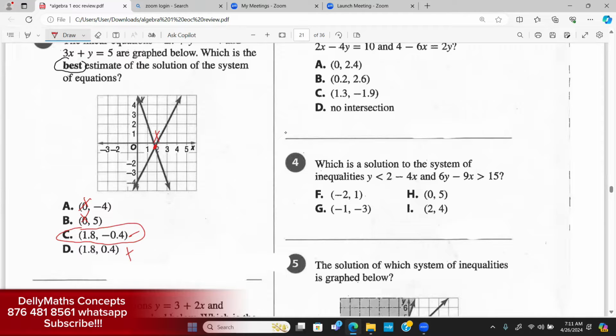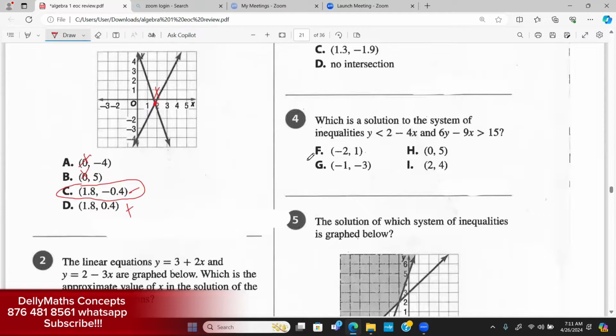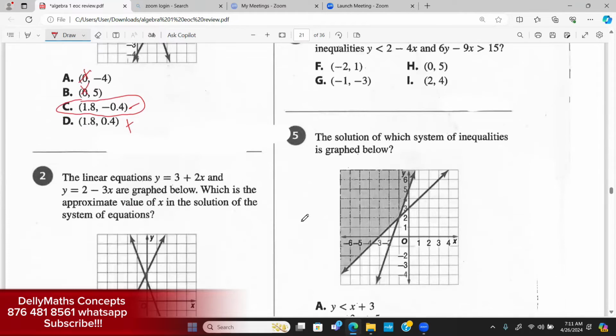So what we want to do is eliminate answers that cannot be. There are always two answers that are way off. You could eliminate them and you would have a 50% chance, and then with a certain knowledge, you will be able to get it. So C is the answer for that one. We're close to 2 and in the negative region for the y value. All right, let's go to number 2.